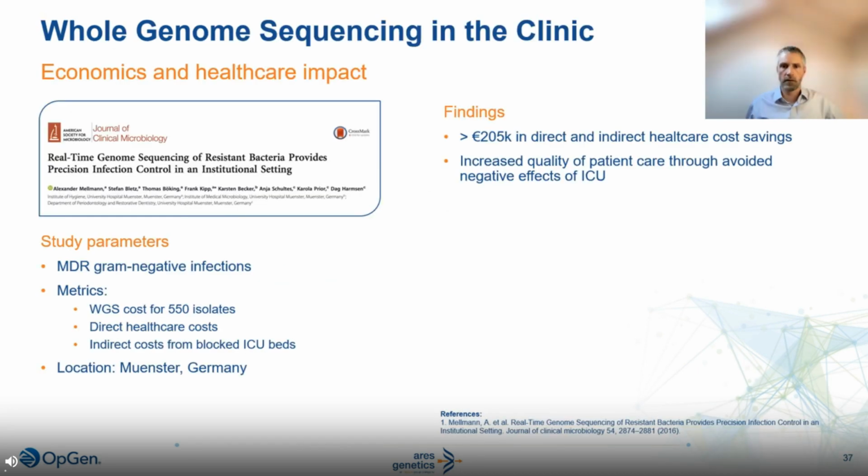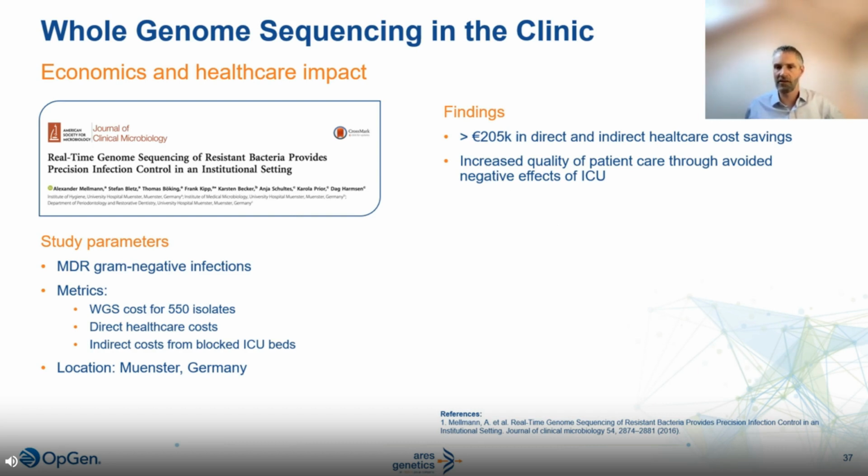Among the early adopters of clinical whole genome sequencing were the German team of Alexander Mellmann, Doug Harmsen, and co-workers. In a 2016 study, this team assessed the overall sequencing costs using a case during which 550 isolates were obtained. Next, they calculated the additional direct healthcare costs plus the indirect costs resulting from blocked beds in the intensive care unit associated with cases that could have been prevented with whole genome sequencing.